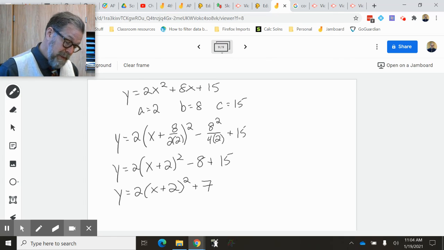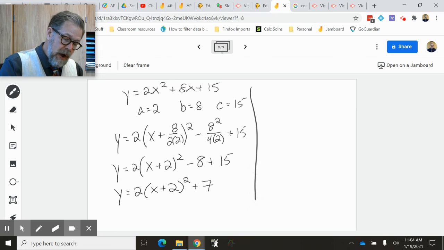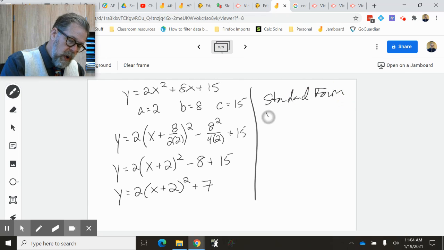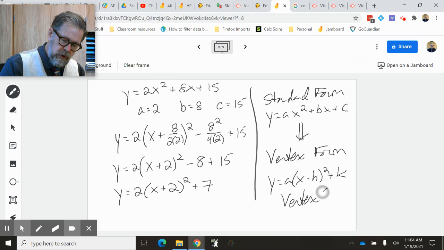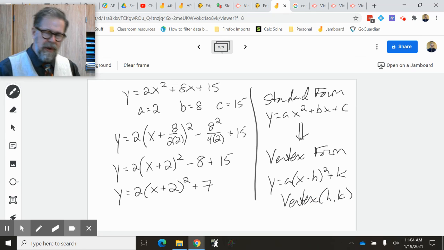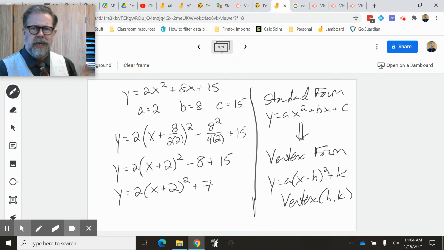All right, that is everything you need to know about completing the square. So now you can take a standard form equation, y equals ax squared plus bx plus c, and you can rewrite it in vertex or graphing form, y equals a parentheses x minus h squared plus k, to very simply find the vertex at h comma k without having to go through a whole lot of extra work finding the intercepts and averaging and doing all that stuff.